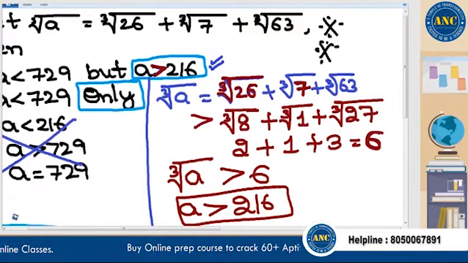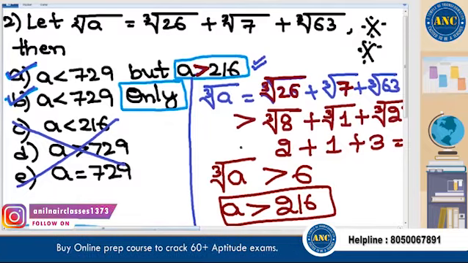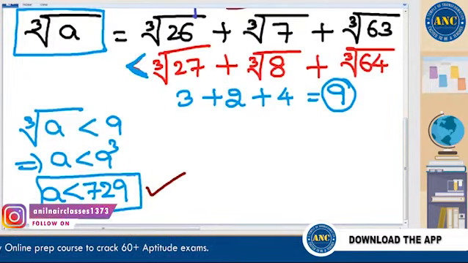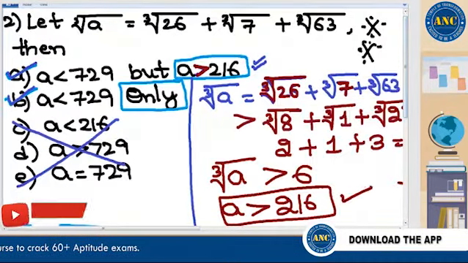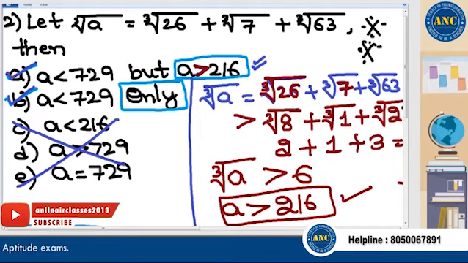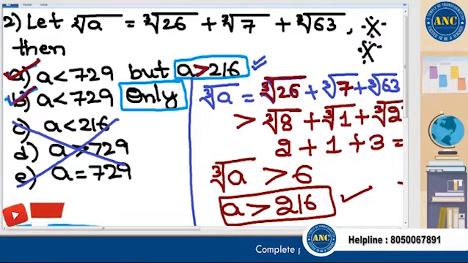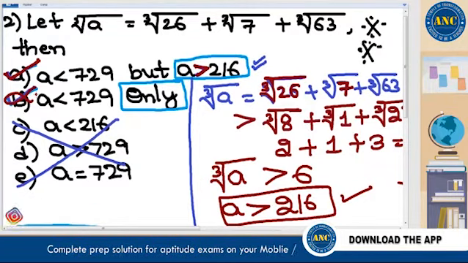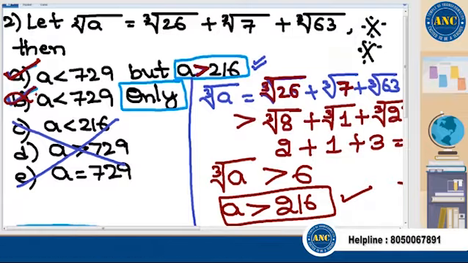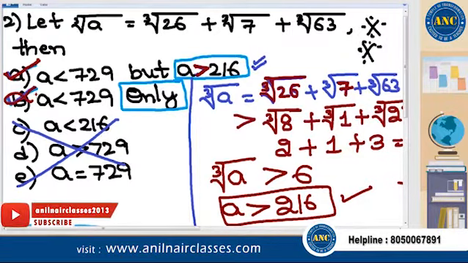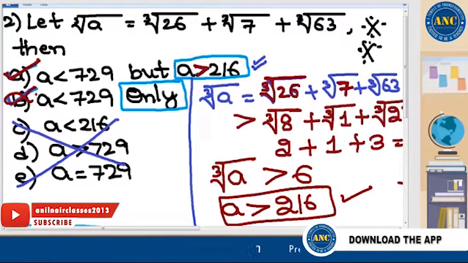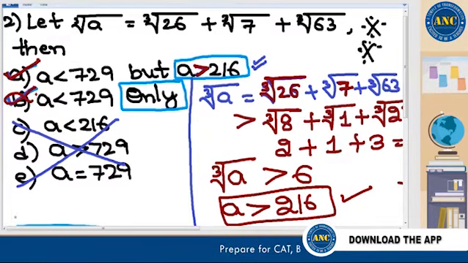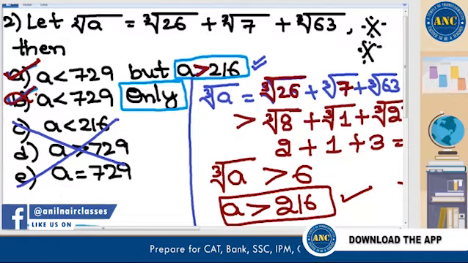That means, can I say that a is less than 729 is also true. A is greater than 216 is also true. That means my answer is option A, it is not option B. The idea should be very clear for my students, sir. This is how you should be very smart in saving your time in solving these kinds of questions. Whenever the question is asking in terms of ranges, greater than or less than or whatever it is.